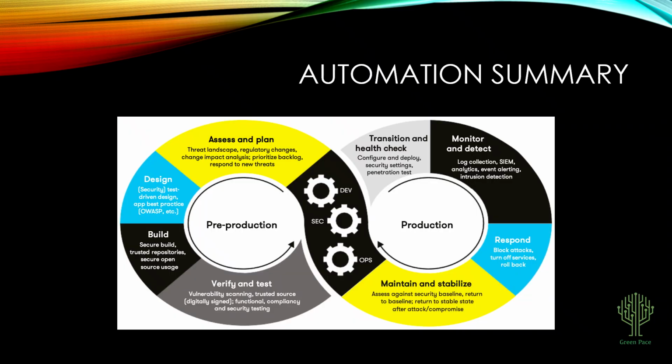This diagram shows how security is added to every step of building and running software. It's called DevSecOps, which means combining development, security, and operations into one process. Let's break down the two circles. Pre-production, before release. Assess and plan. Look at the new threats and rules and then update plans.